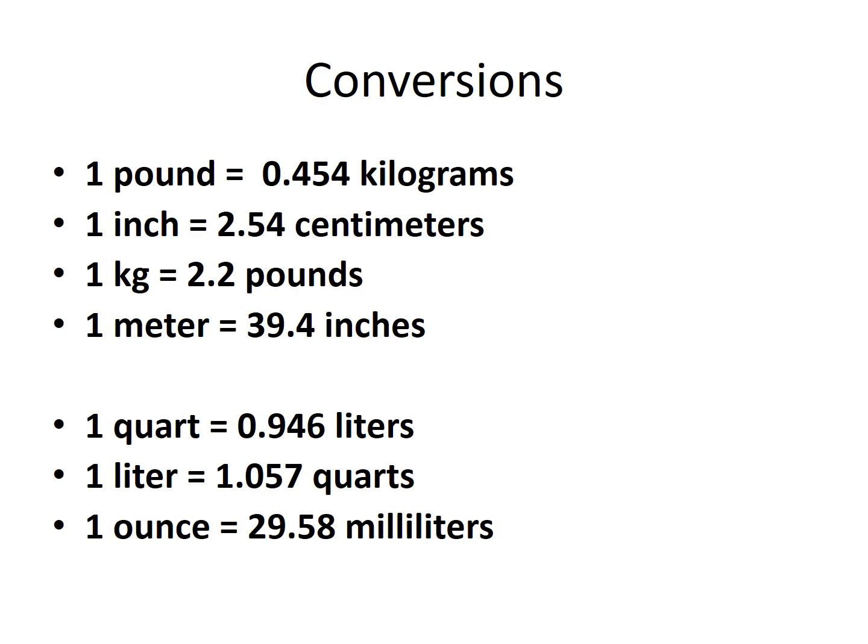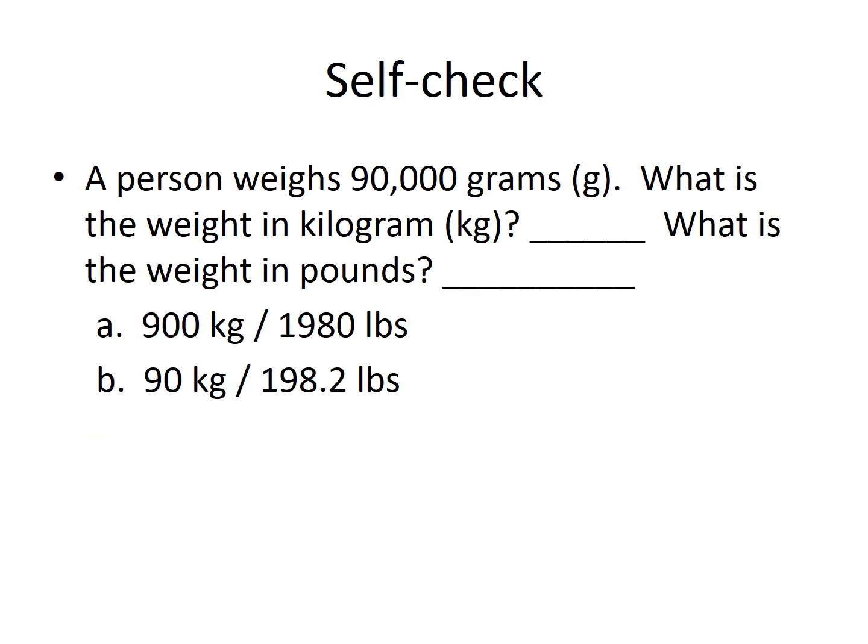This chart shows a list of some common English to metric conversion factors. If a person weighs 90,000 grams, what would be their weight in kilograms? What would then be their weight in pounds?